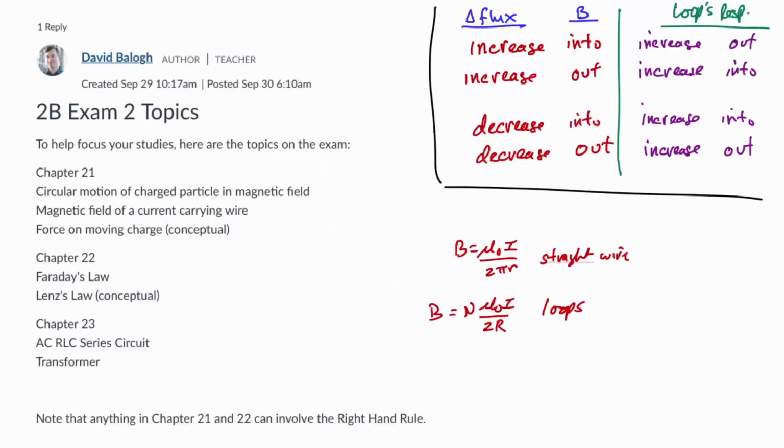And again, these are both hitchhikers, right? To find directions. Thumb is the current for the straight wire, and fingers are the current for the loop. I didn't say that very clearly. Your thumb is the current for a straight wire. Your fingers are the current for the loops. Faraday's law?